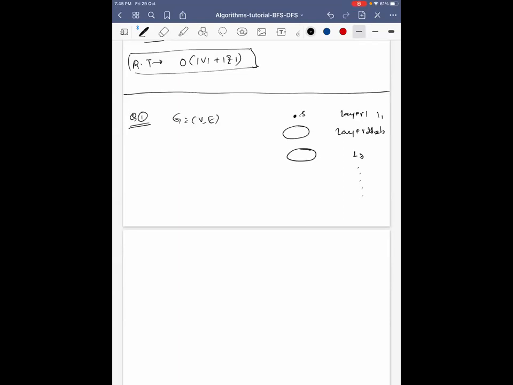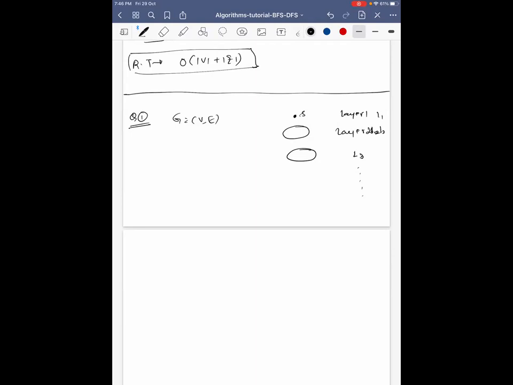Yes, sir. It's just the way BFS works. You start with the source vertex, so it's going in layer 1. In layer 2, you will have all the neighbors of S. Layer 3 consists of all those vertices which are adjacent to some vertex in L2, but haven't already been seen before. This way, BFS essentially traverses the entire graph.